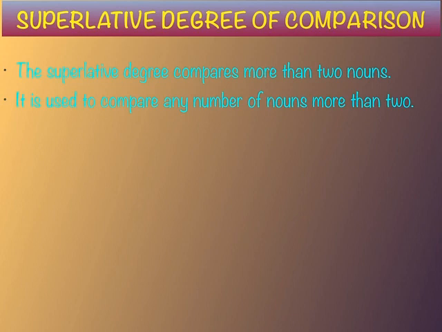Whenever the comparison is between more than two nouns, we have to use superlative degree. Superlative adjective is always preceded by the. So, in this form of adjective, we have to use the before the superlative form of adjective. Let's see the example over here.